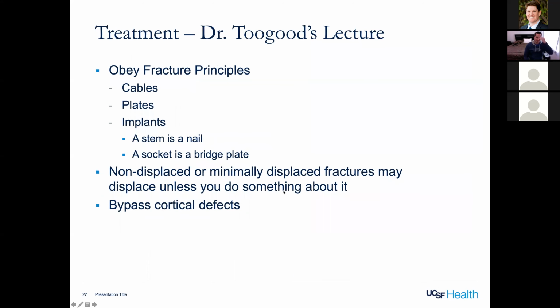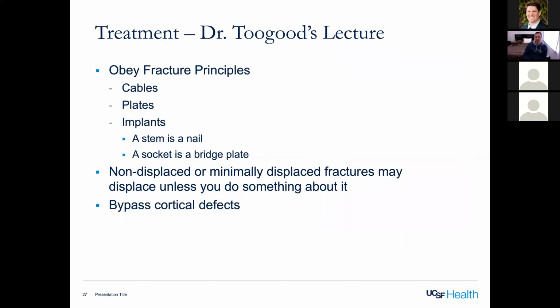So in terms of treatment, we can talk about this a little bit in the last few minutes that we have. Basically, for the femur in general, and for the acetabulum, you want to obey fracture principles, right? So go back to Dr. Tuba's lecture about periprosthetic fractures. You can use cables, plates, and implants as your fixation method. Sometimes you can use allograft for the femur as well. In terms of the implants, you can think of the stem as like a nail, and the socket is kind of like a bridge plate for the acetabulum.